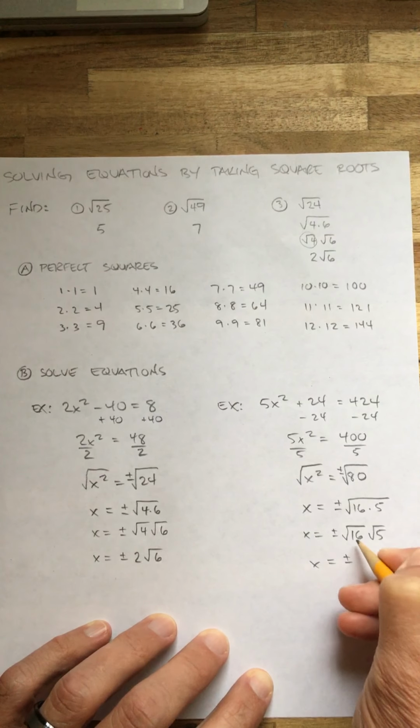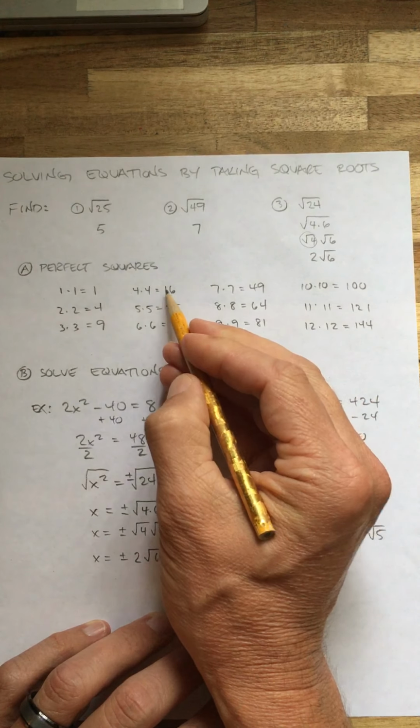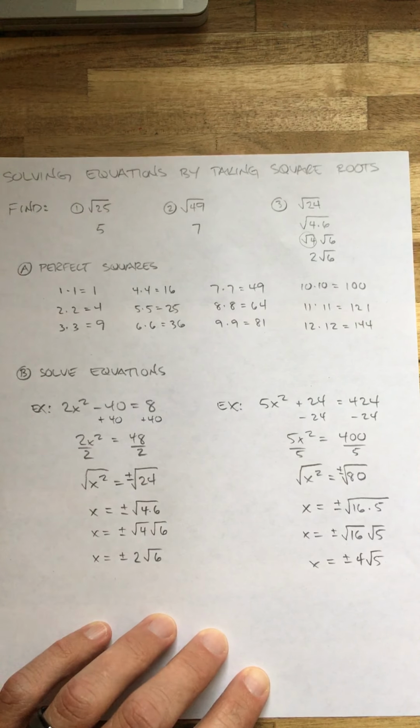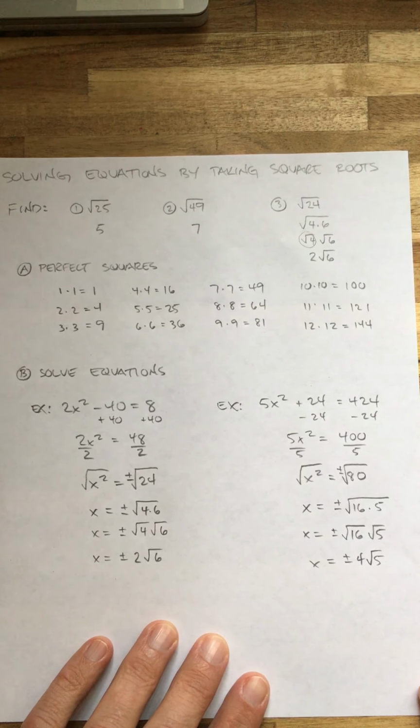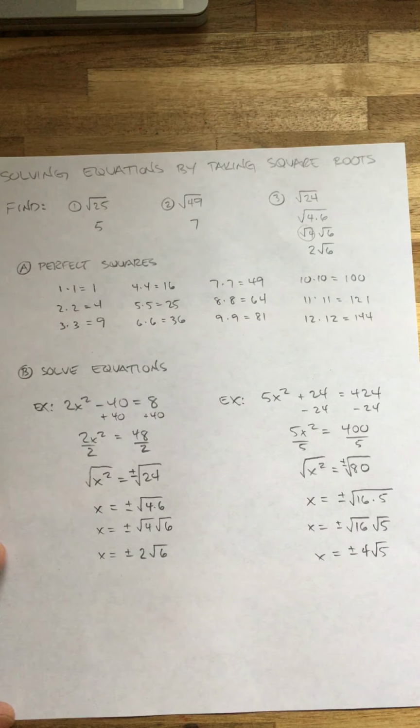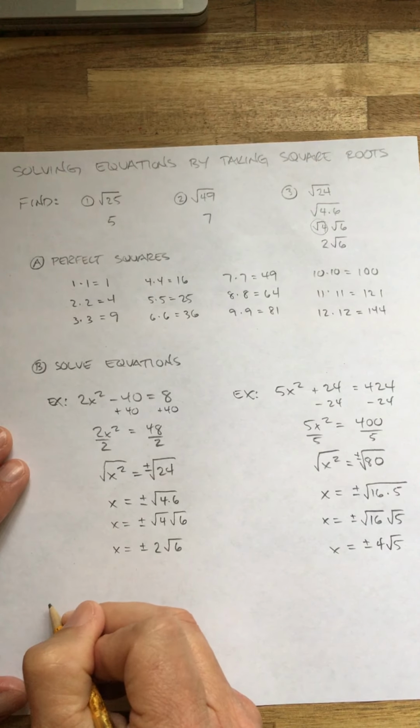x equals plus or minus the square root of 16. Well, look right there, it's 4. So 4 times the square root of 5, and we're done. Okay? All right, let me do one more quick one. Here we go. We'll do this one.